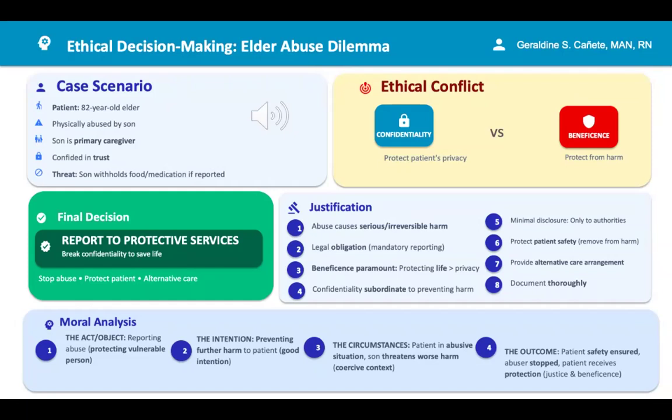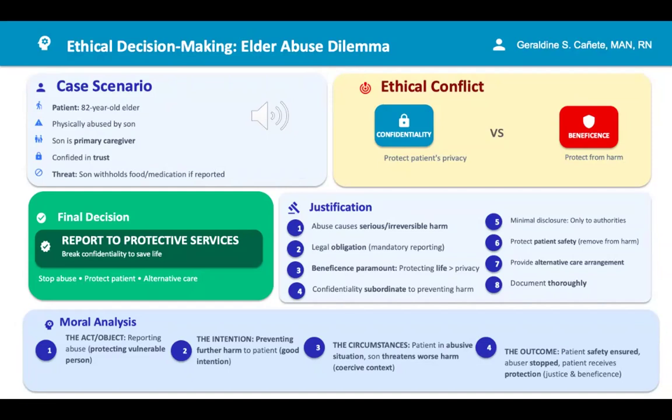Let's break down the moral analysis using our framework. For the act or the object, reporting abuse, which is protecting a vulnerable person, the act itself is about protecting the patient from harm and ensuring their safety, which is good. The intention, which is preventing further harm to the patient, is a good intention. The intention is to stop the abuse and to provide the patient with a safe and supportive environment.